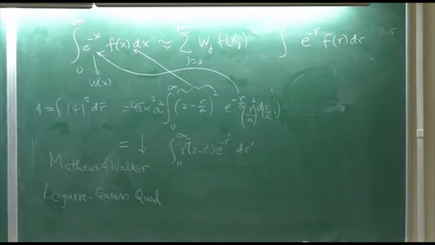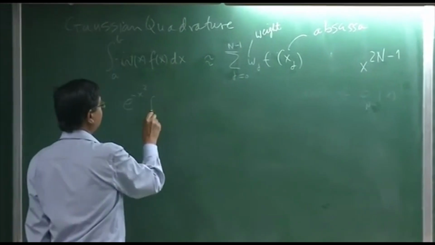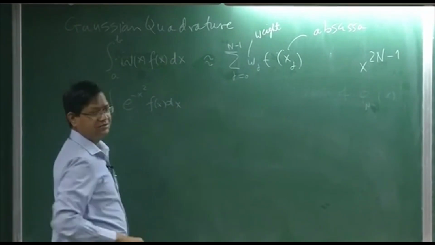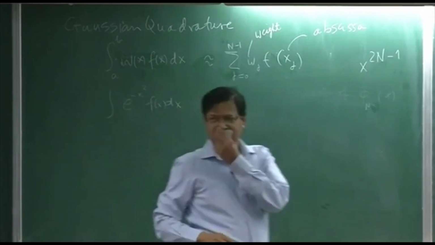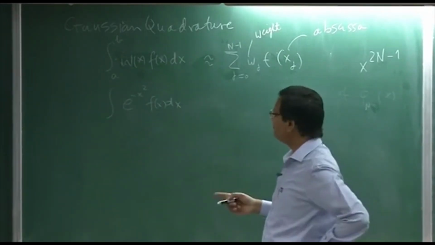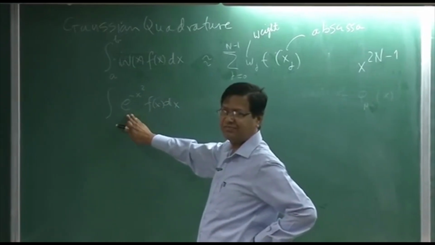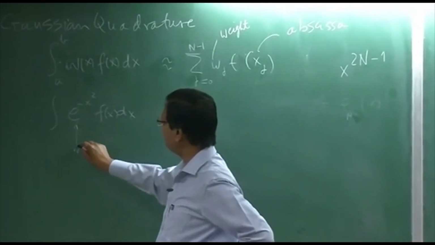So the Laguerre-Gauss quadrature. Now for the hydrogen atom I get formulas of this sort. So I should choose something which has a weight function like that. So this is the weight function.